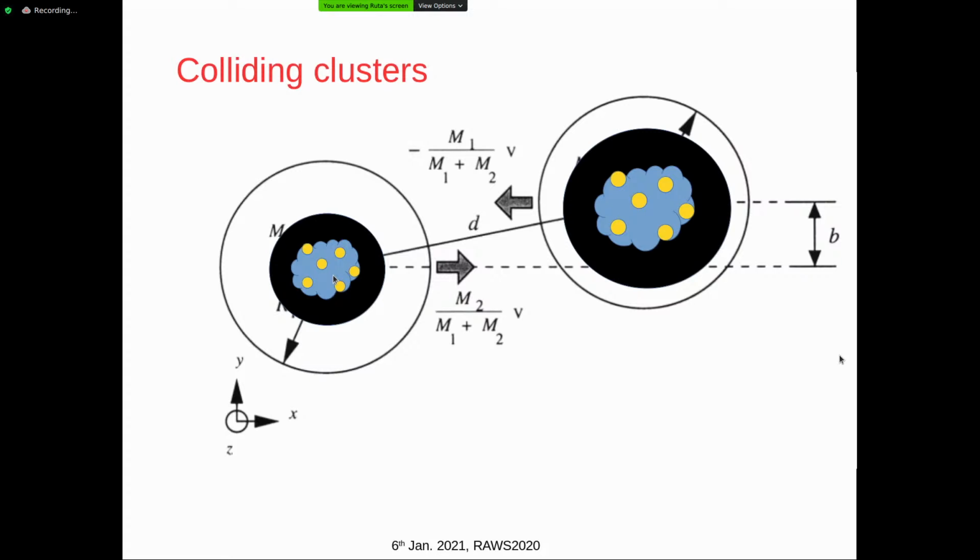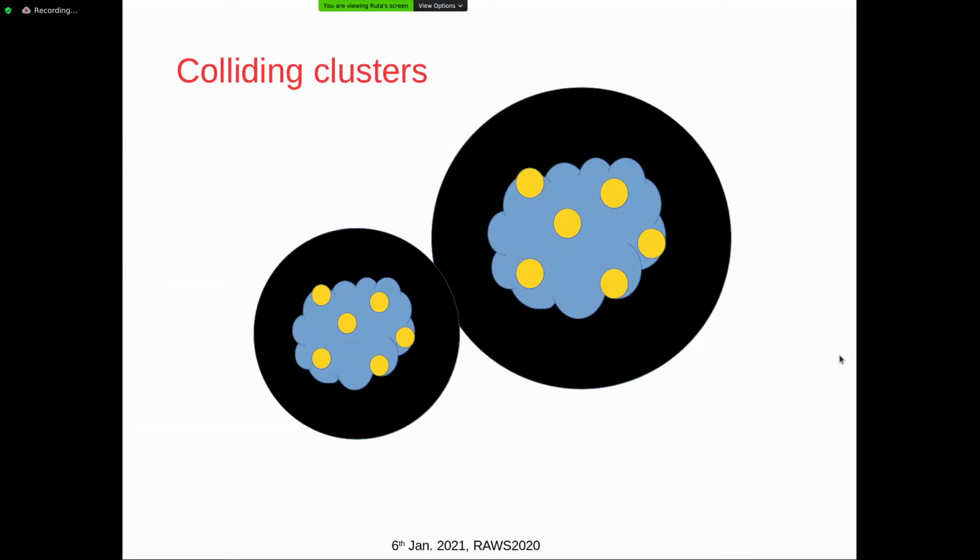Now, these three components behave slightly differently as the collision progresses, because of their different properties. As you know, dark matter is affected just by gravity, and that will take over. So, let's say these two clusters are merging.